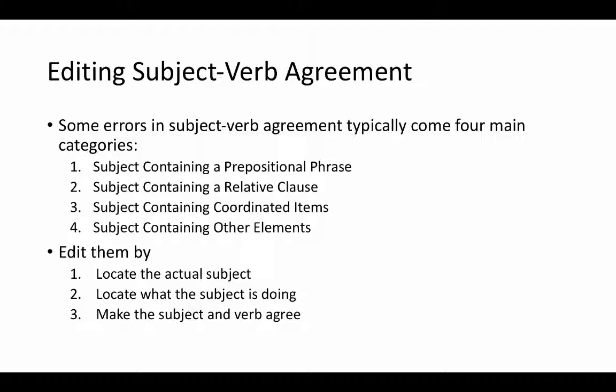So the subject has this extra information in it, and as a result of that extra information, writers sometimes make the mistake of creating a subject-verb agreement issue or error, and so this needs to be edited. The way to do that is to locate the actual subject of the sentence, locate what the subject is doing, and then make the subject and the verb agree in number.